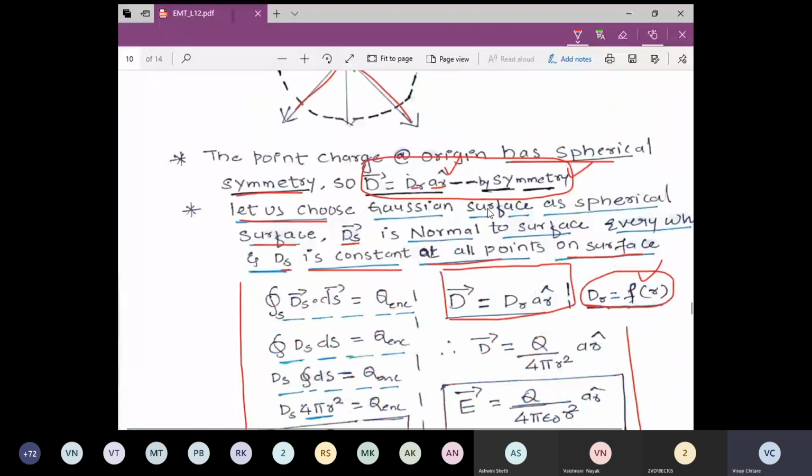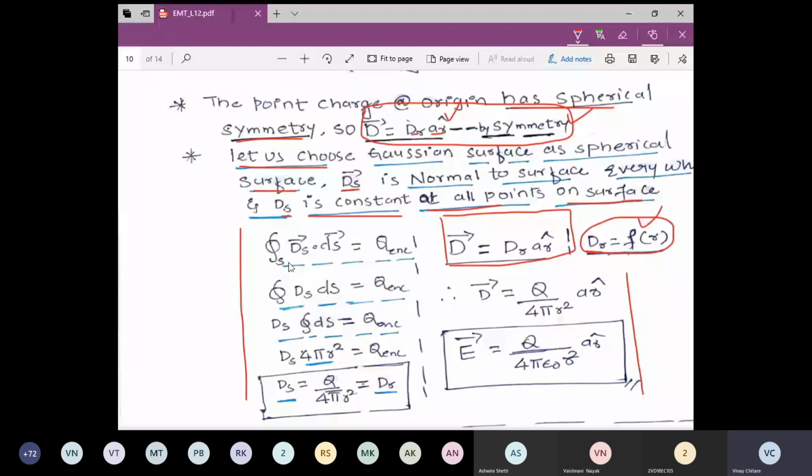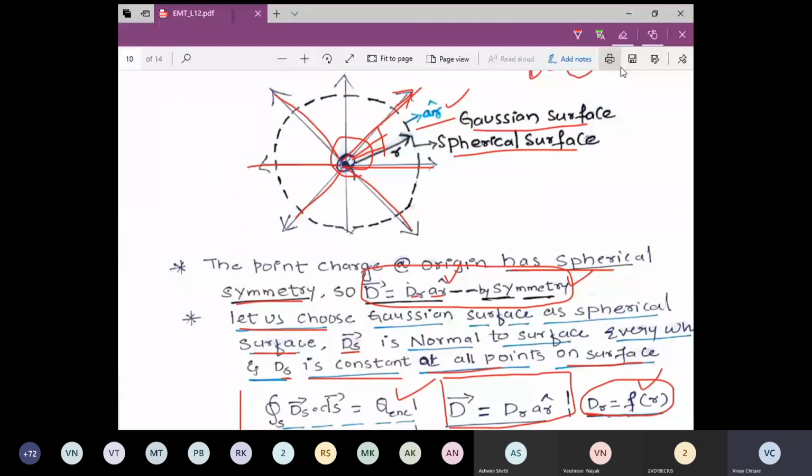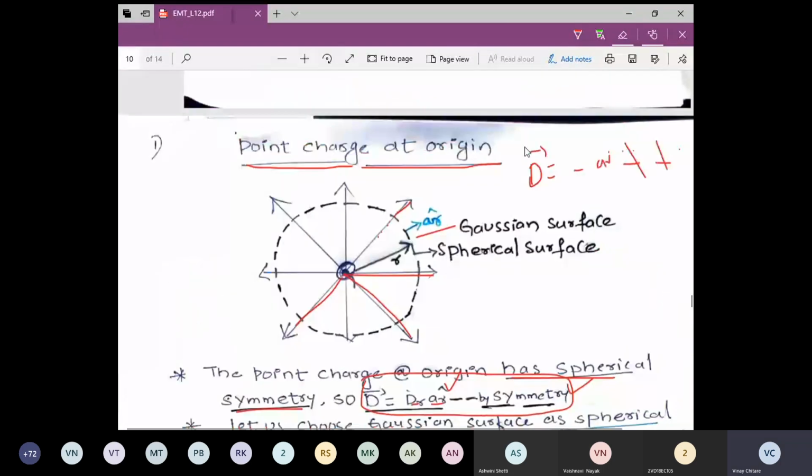So with this, now I can apply Gauss's law. That is, the surface integral of D dot dS is equal to Q enclosed. I am applying Gauss's law for a Gaussian surface.